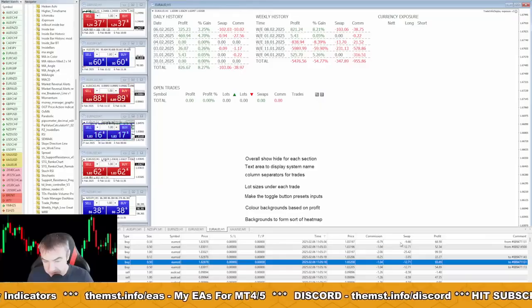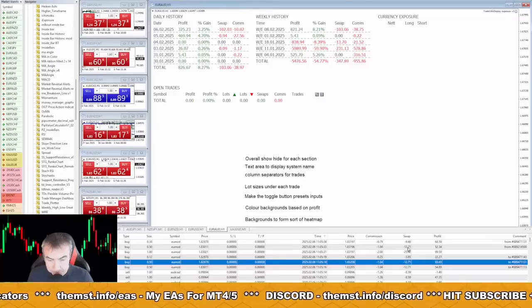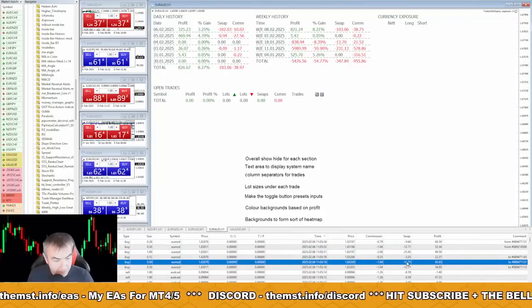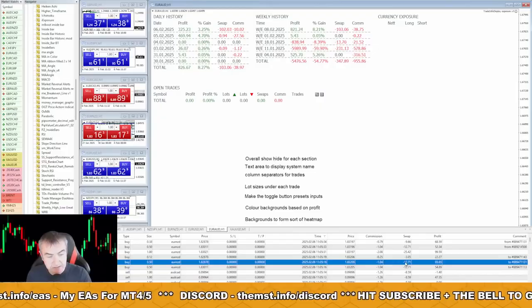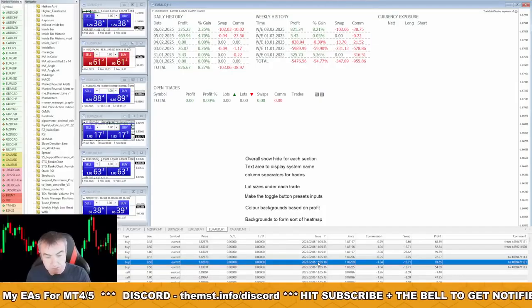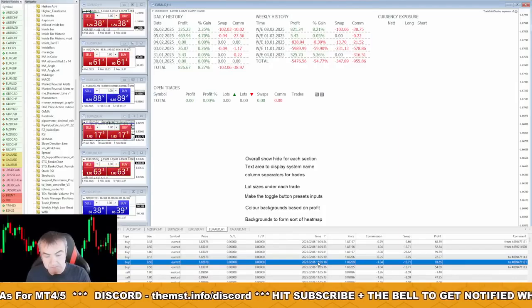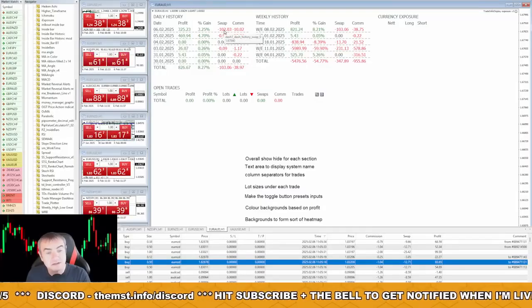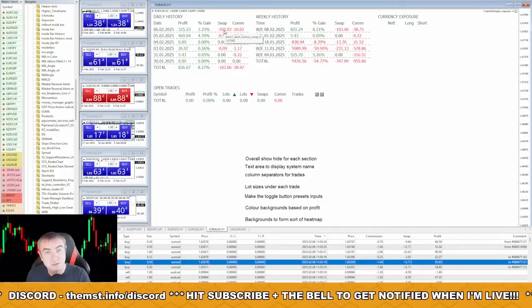So where's the ones with the swaps on those? Yeah, so they were bought yesterday and then obviously closed out today. So they were held for less than 24 hours. $100 it's cost to hold those trades for less than 24 hours.